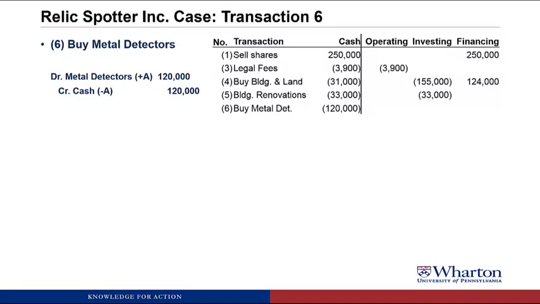Transaction number 6, Relic Spotter paid $120,000 cash to buy metal detectors. Is that transaction operating, investing, or financing? And the answer is $120,000 investing cash outflow.